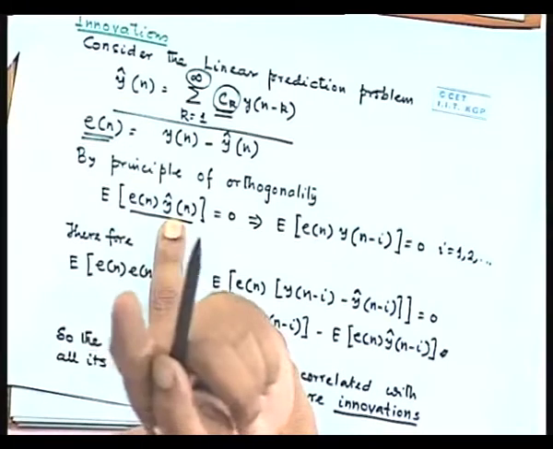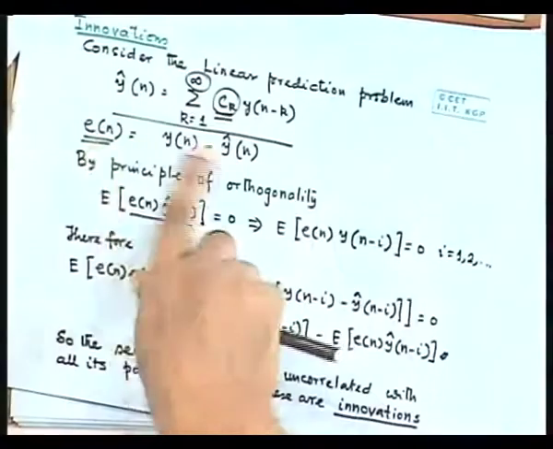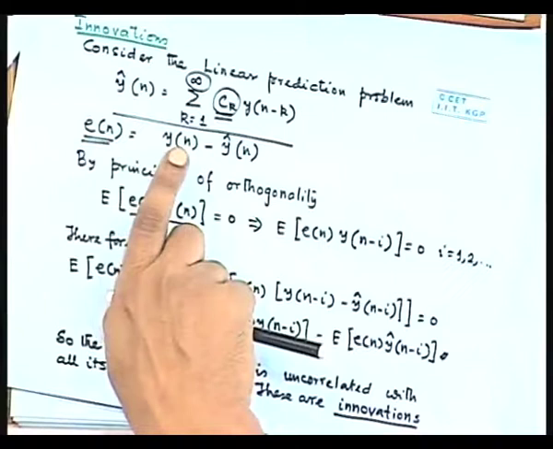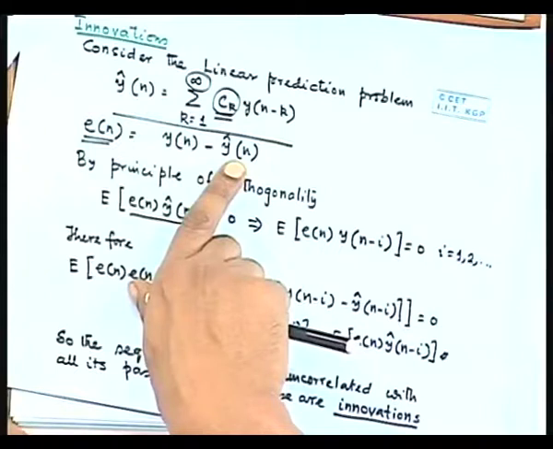Now you see, y hat n you have generated from what? You have generated from y0 to yn minus 1. So as if you have extracted whatever information you could from the measurements of y0 to yn minus 1 to estimate yn. So all the information from y0 to yn minus 1 has been extracted into y hat n, but then yn will have some new information. So this error represents that new information which is in yn but cannot be deduced from the past values of yn. So it's a new information. So it's an innovation.